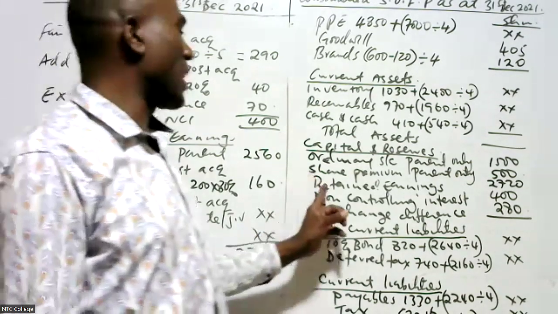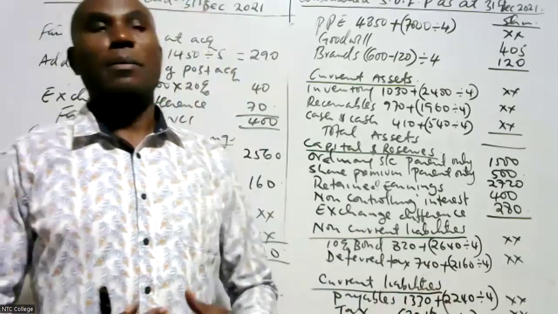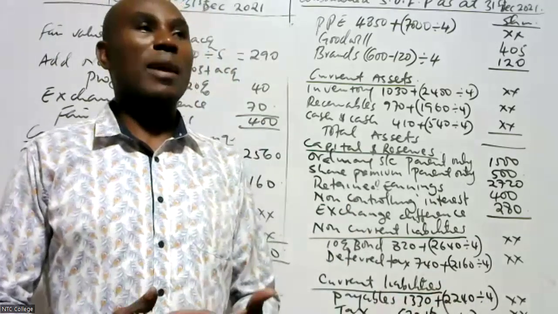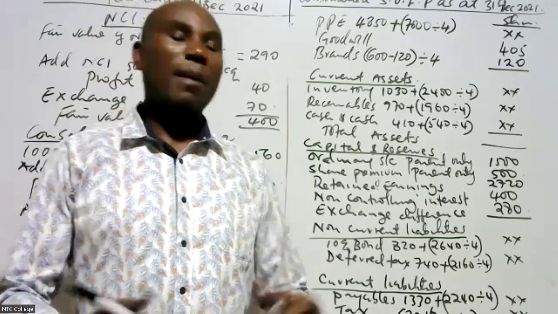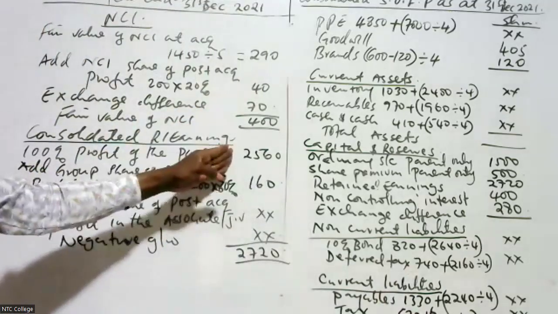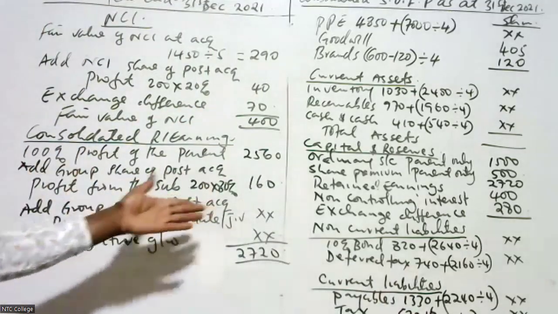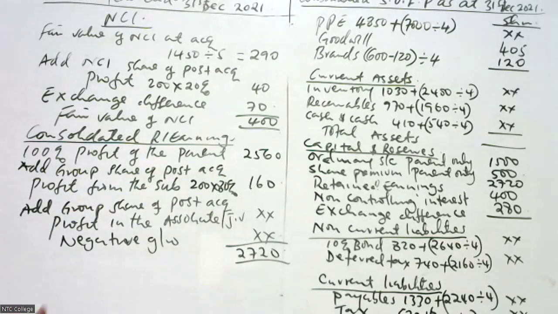Why do I insist that this item, retained earnings, you do it at the last item? Because sometimes it's very challenging, my brothers and sisters. But at some point, it's very straight. Like this one, you can see we are just taking profit of the parent. We add group share of post-acquisition profit, of which we got 200 times 80%. We are done like that.